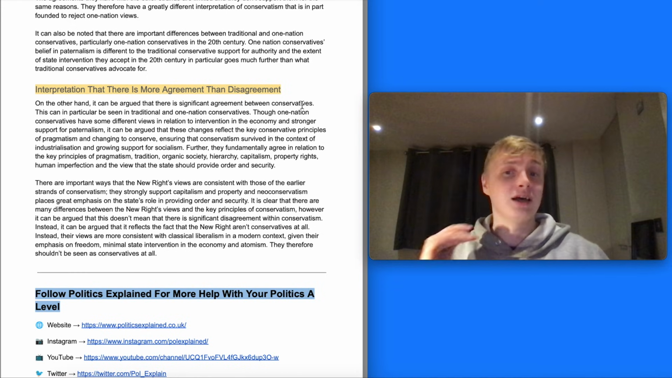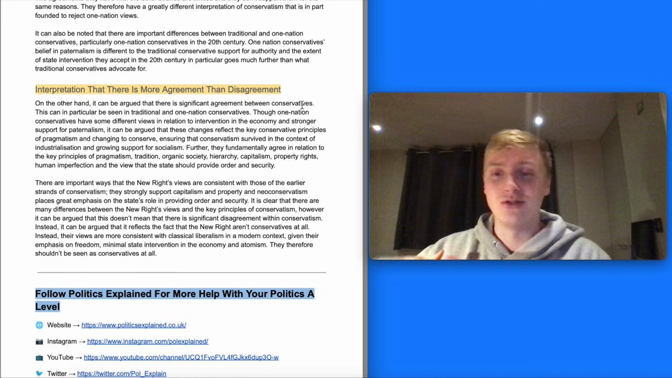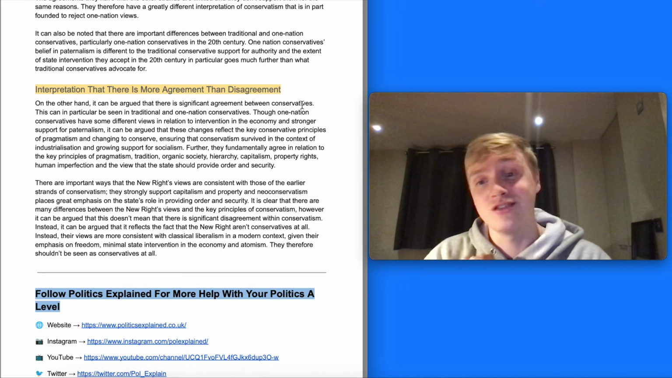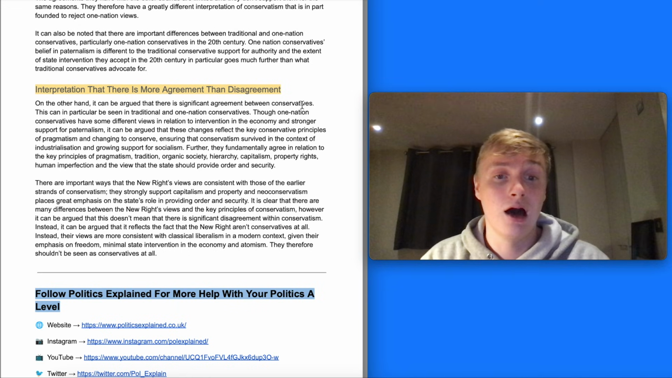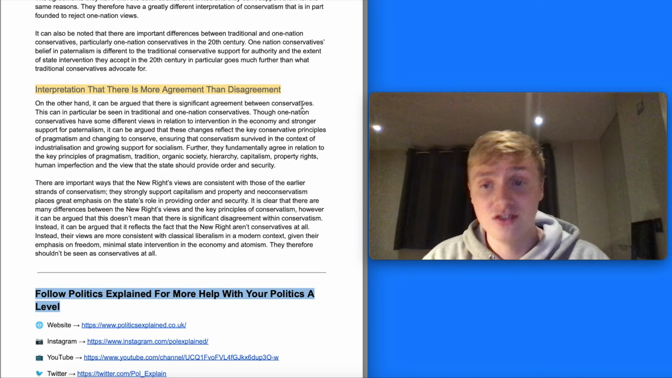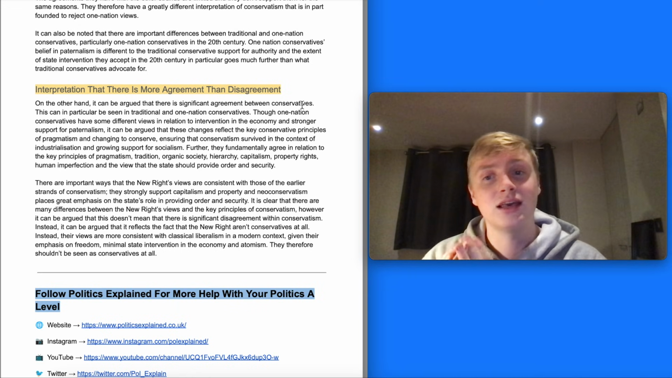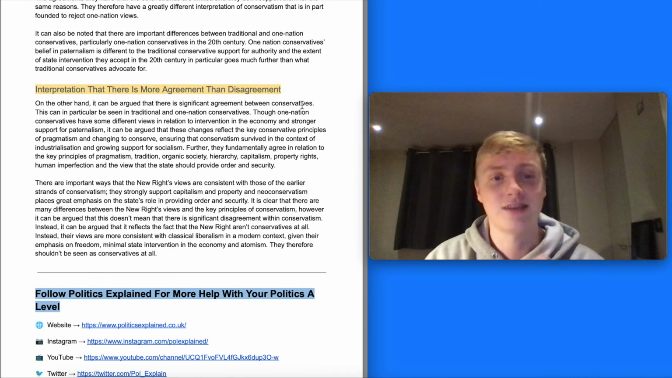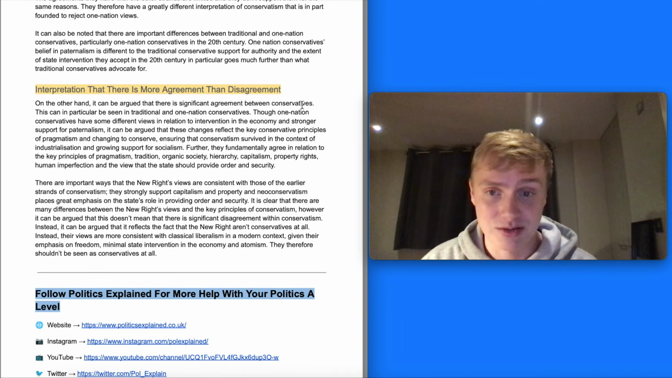Therefore, there are naturally going to be key differences between those and conservatives, and that's because you could make the argument that they're not conservatives at all and shouldn't be considered conservatives. And you can see that in the classical liberal tradition in their beliefs on freedom, minimal state intervention, laissez-faire capitalism, and atomism.